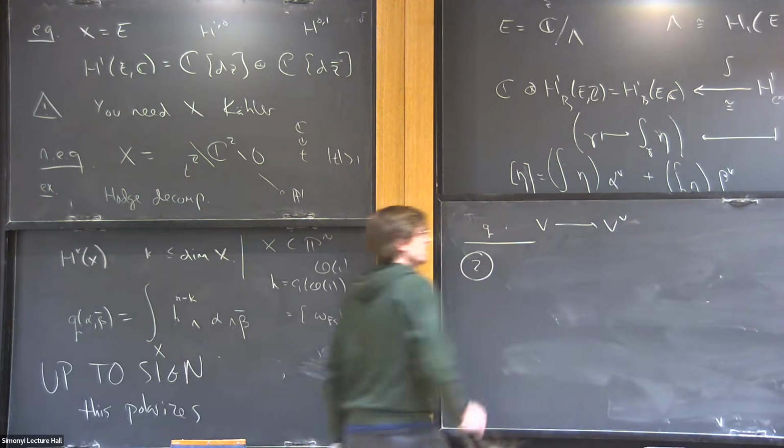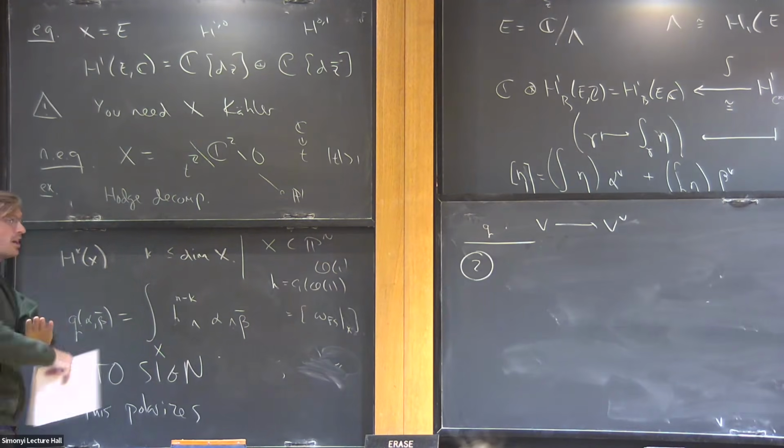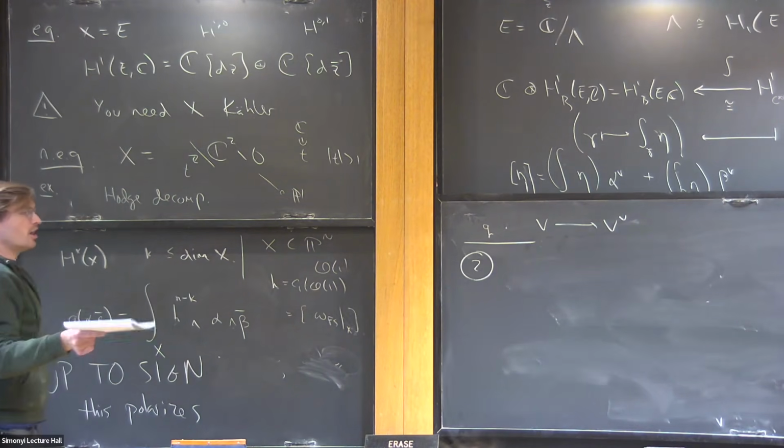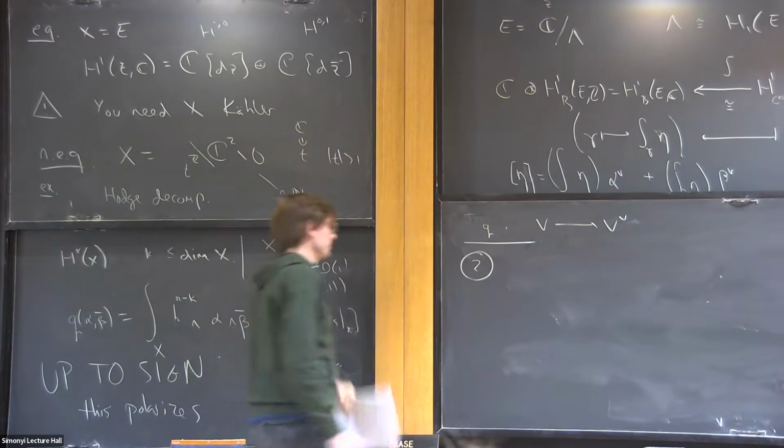So for this story, we want to fix a lattice and a quadratic form on it. And we want to understand the space of all Hodge structures to put on that fixed lattice, which are polarized by that fixed form.